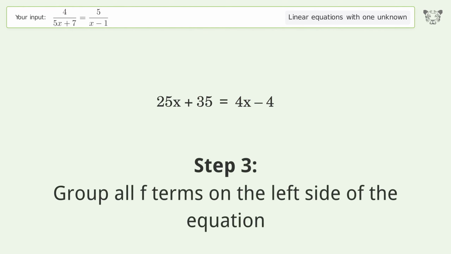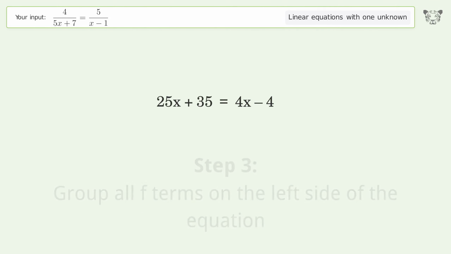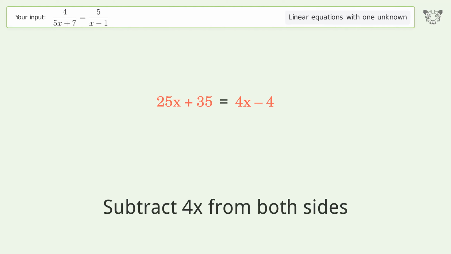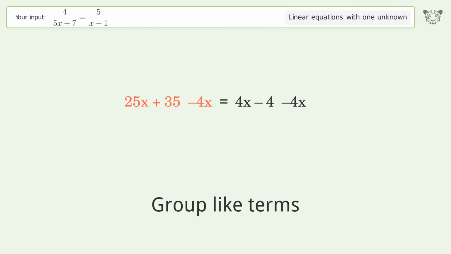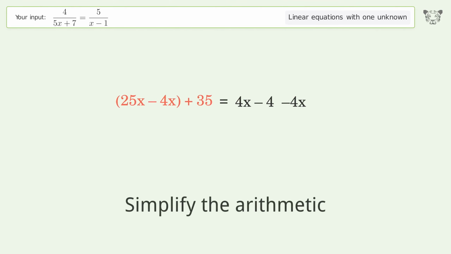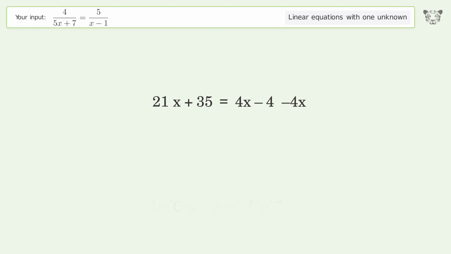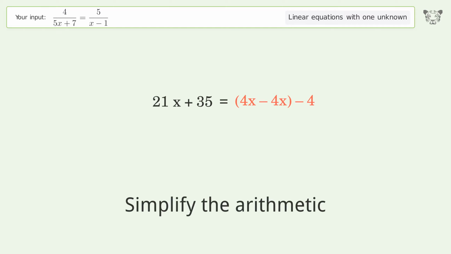Group all f terms on the left side of the equation. Subtract 4x from both sides. Group like terms. Simplify the arithmetic. Group like terms. Simplify the arithmetic.